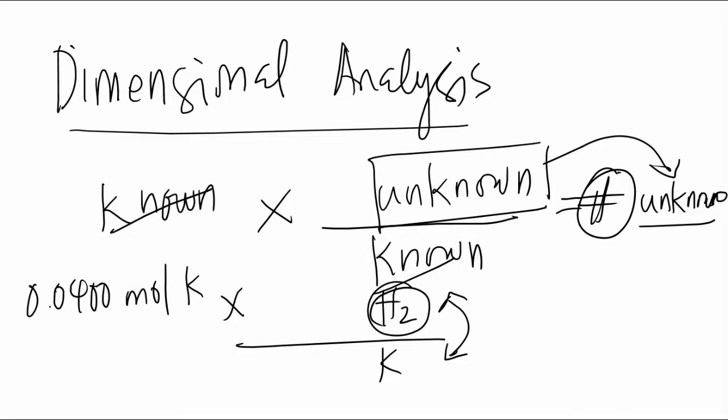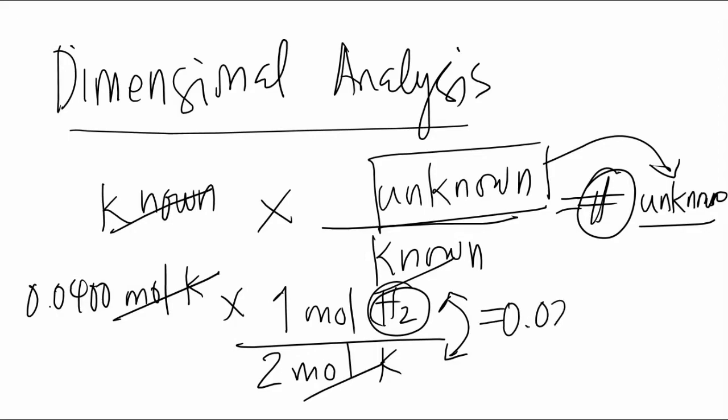So, kanina nakita natin na 2 moles of potassium is equivalent to 1 mole of hydrogen. So, nag-cancel out yung ating mole. Kaya ang naging sagot natin ay 0.0200 mole ng natira, which is H2 or hydrogen gas.